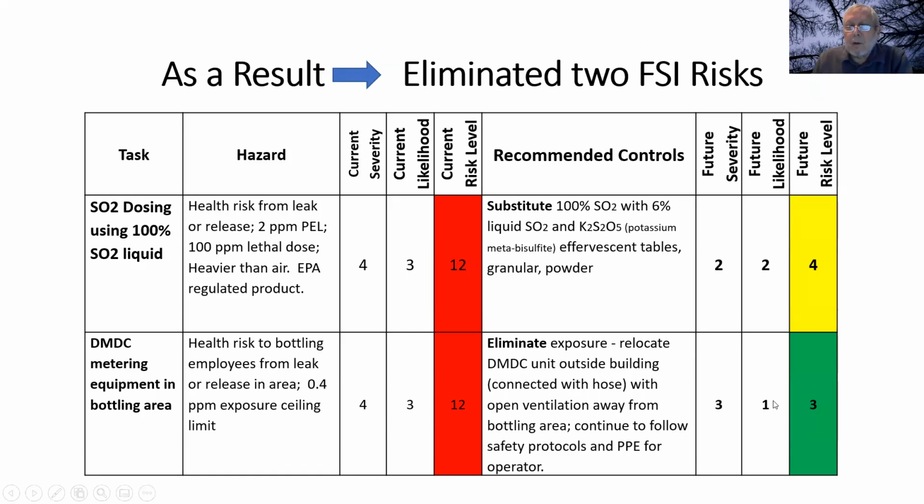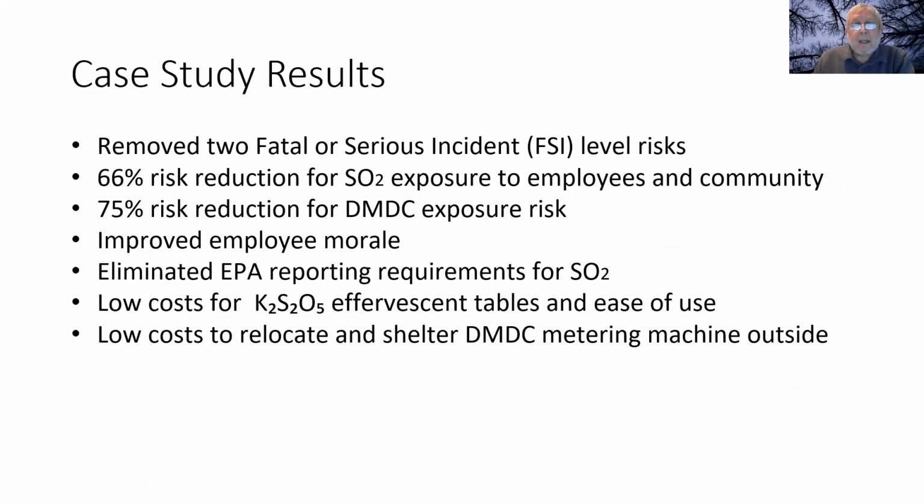As a result, they eliminated 2 FSI risks. And I don't know what they're called there again, FSI, fatality, serious injury risks, 2 high risks. I guess anything in a 12 would be that. Anything in a red area on anybody's risk matrix would be considered FSI. Makes sense.